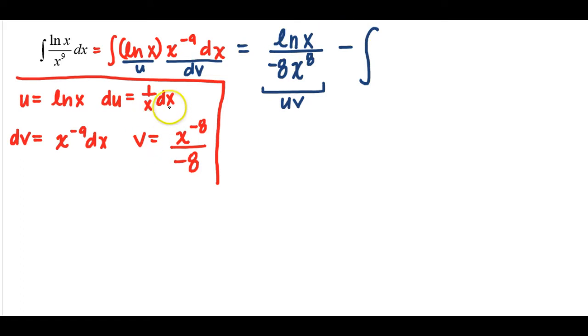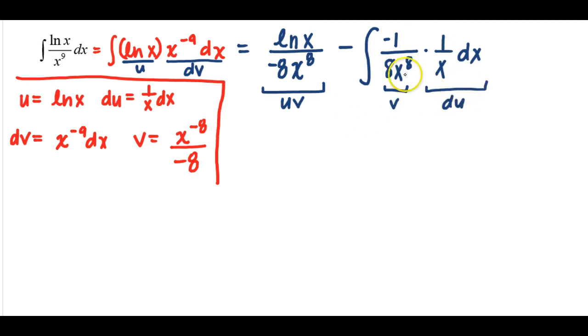So these two portions here multiply together. So v, I'm going to again rewrite with a negative 1 on the top, and then 8x to the 8th, and then times du, well, that's 1 over x dx. So here's my v, and then here's my du. Alright, so now I'm going to simplify this before I do the antiderivative. So this portion on the left stays the same. I have ln x and then over negative 8x to the 8th.